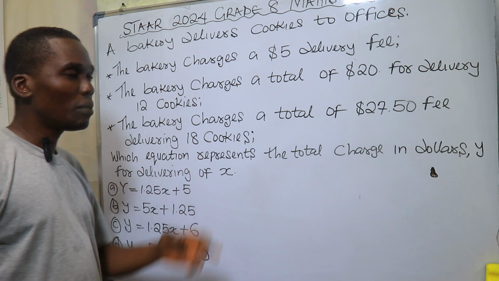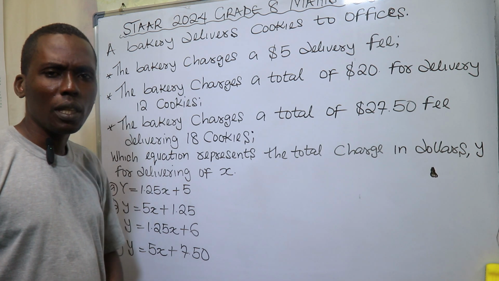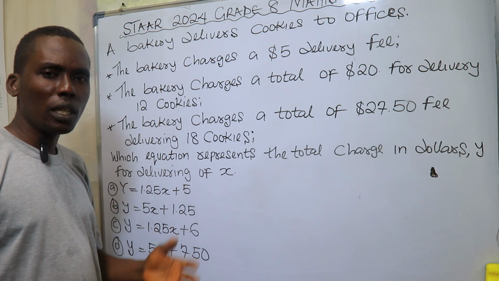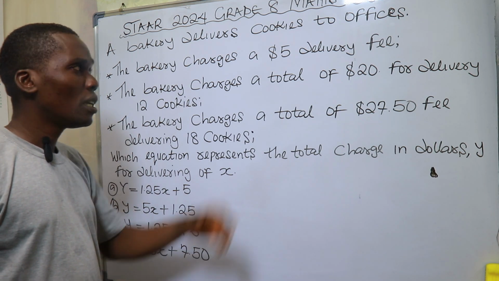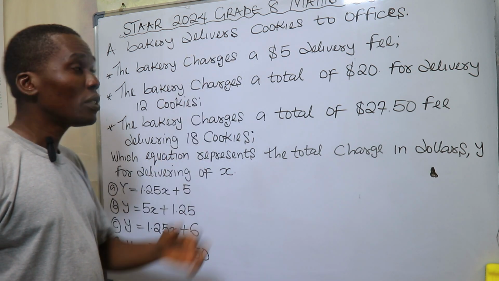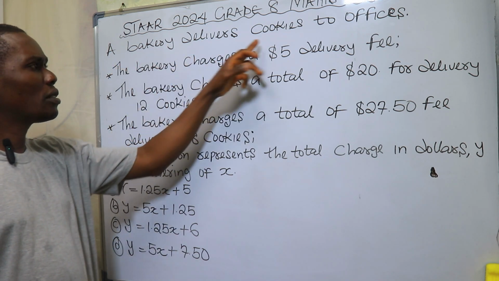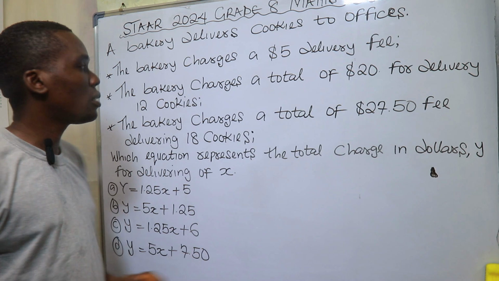This question is for candidates preparing for the STAAR Grade 8 Mathematics Test, which is a test of readiness for the state of Texas. If you are sitting for this exam, this is a past question from 2024, and it says a bakery delivers cookies to offices.